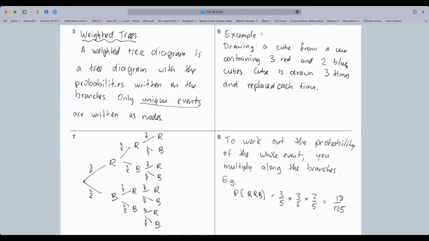I might just zoom out so you can sort of see all four bits of information there. So the best way I can talk about it is that the event is broken down into three mini events, okay? So the mini event is drawing a cube from the cup, but the whole event is drawing three cubes. Because that's confusing, we tend to call it stages instead. So each of the mini events is a stage. So stage one is to draw out a cube, and then return it. Stage two is to draw out a cube, then return it. Stage three is to draw out a cube, then return it.